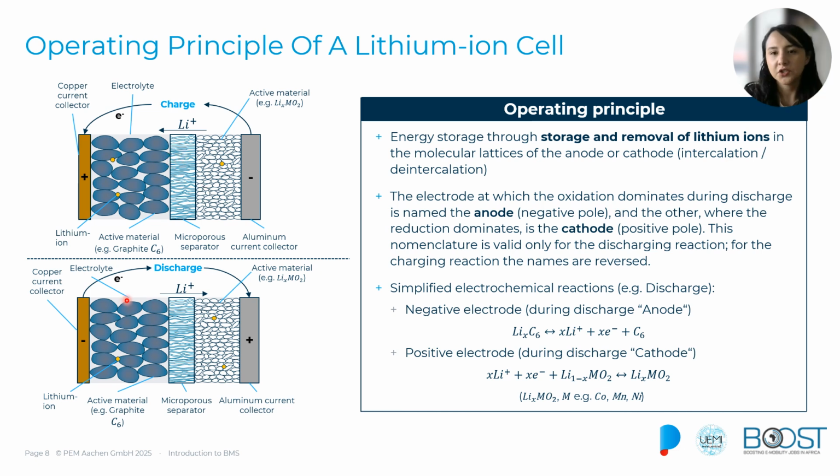While during the discharge process, the opposite happens. So the battery in the discharge process is delivering the energy to power the external device, and during that the lithium ions will move in the opposite direction. So the lithium ions will be moving from the anode to the cathode, and all of this thanks to the electrolyte and to the separator.